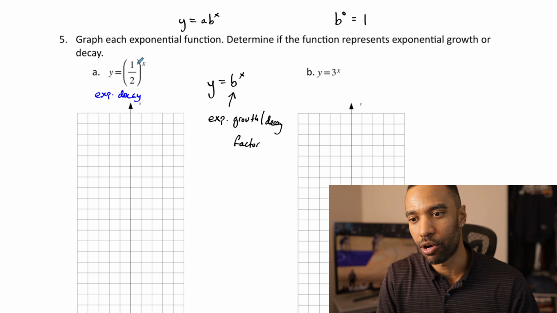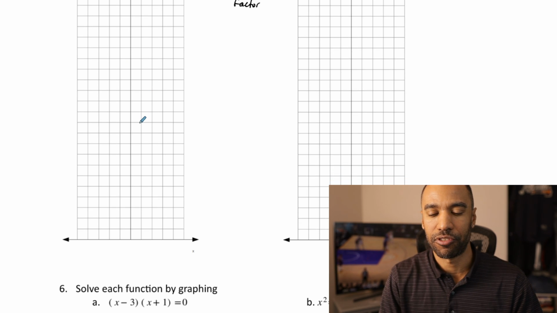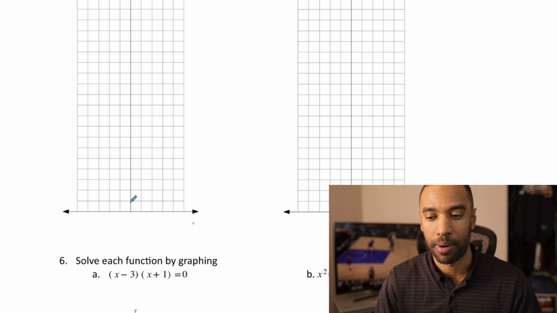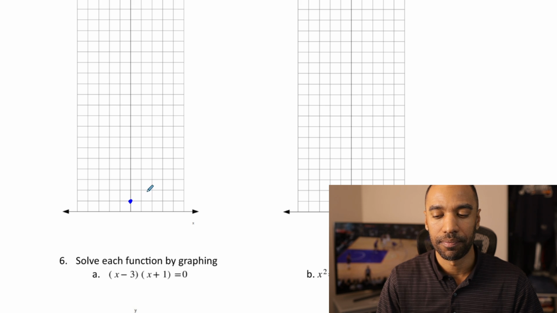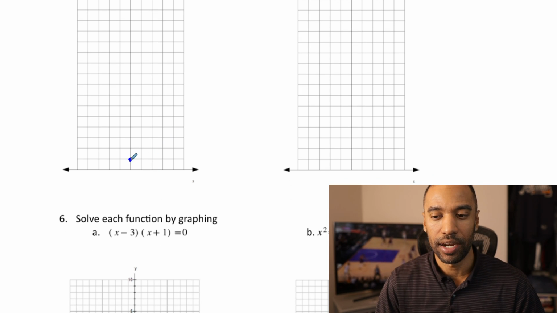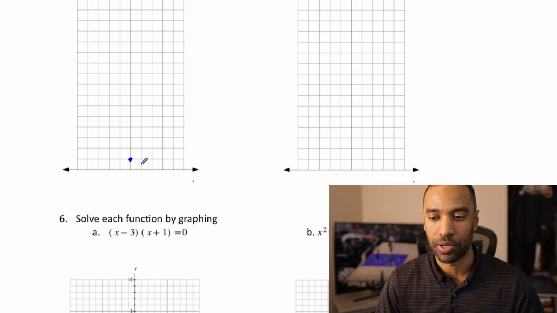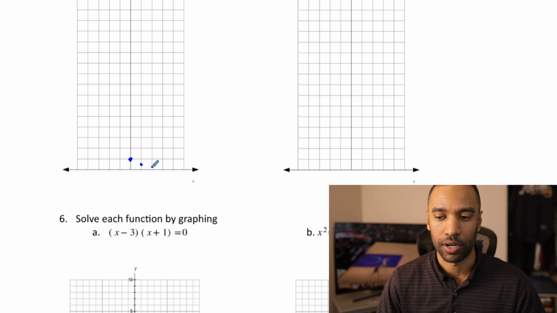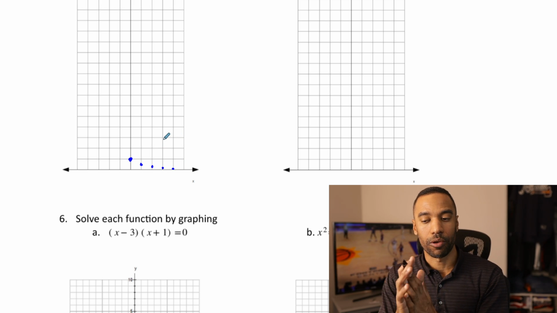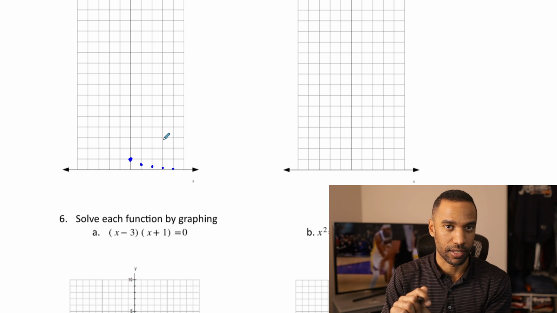Now, again, when I plug in 0 for x, I get 1 for y. 1/2 to the 0 power is 1. But every time x increases by 1, I'm going to be half the height that I was before. Every time I increase x by 1, I'm going to be at 1/2. Times another 1/2 is 1/4. Times another quarter is 1/8. And 1/16, etc. And it keeps getting closer and closer to 0, technically never hits.